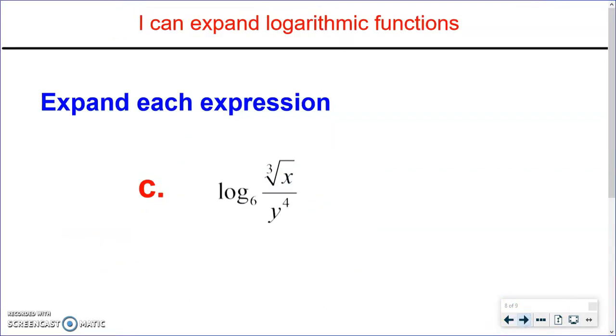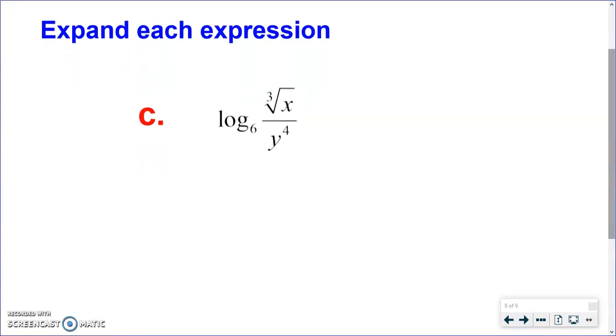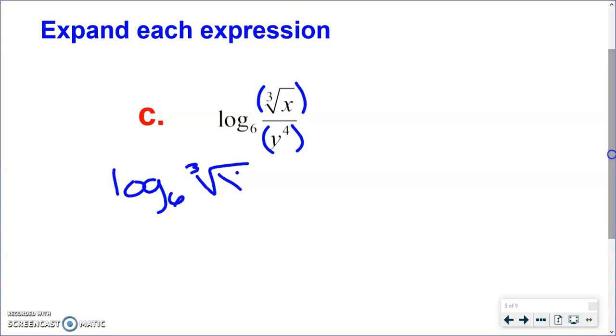Couple more examples that we'll look at. Here we have log base 6 of the cubed root of x over y to the 4th. Let's separate out the division first again. Remember, there's kind of a little parentheses here, and then we'll deal with exponents. So we have log base 6 of the cubed root of x minus log base 6 of y to the 4th.